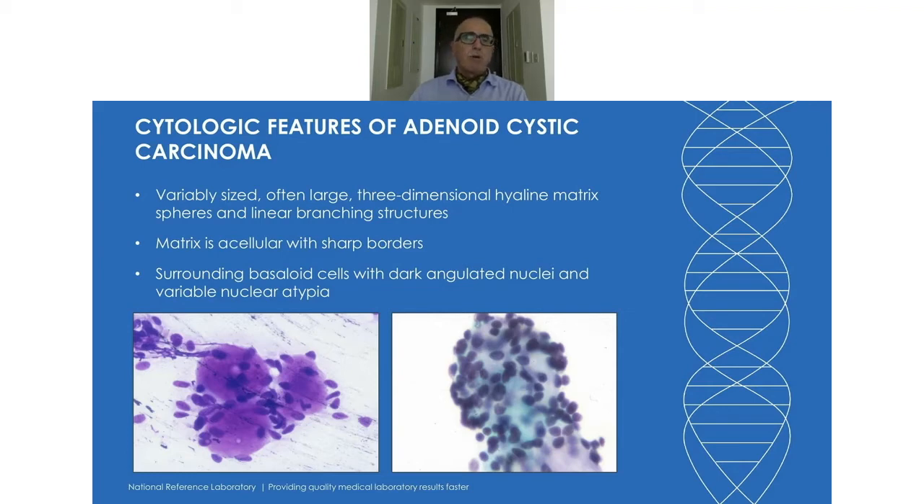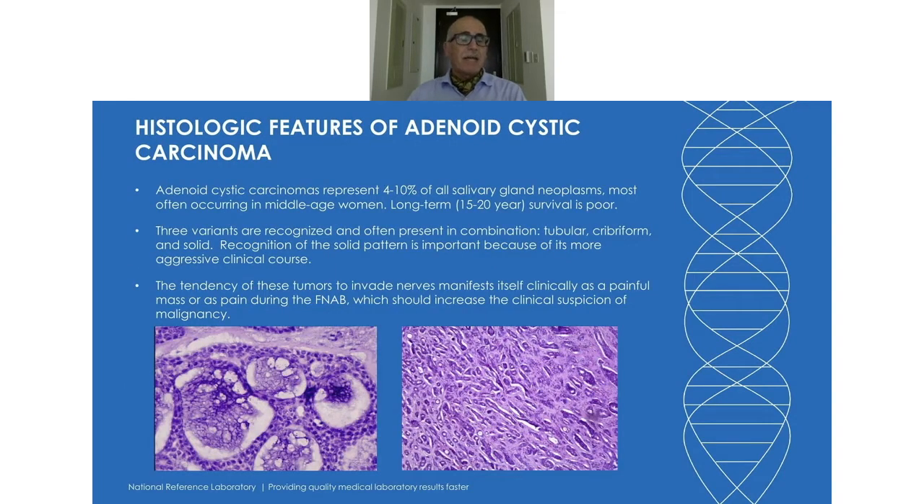They have slightly more abundant cytoplasm. They're not as dark and basaloid-like, even though they can look pretty basaloid. And the matrix is acellular, as opposed to the pleomorphic adenoma matrix. There is some degree of variable nuclear atypia as well in adenoid cystic carcinoma. This is the histology counterpart, and as you can see, the appearance is very typical.